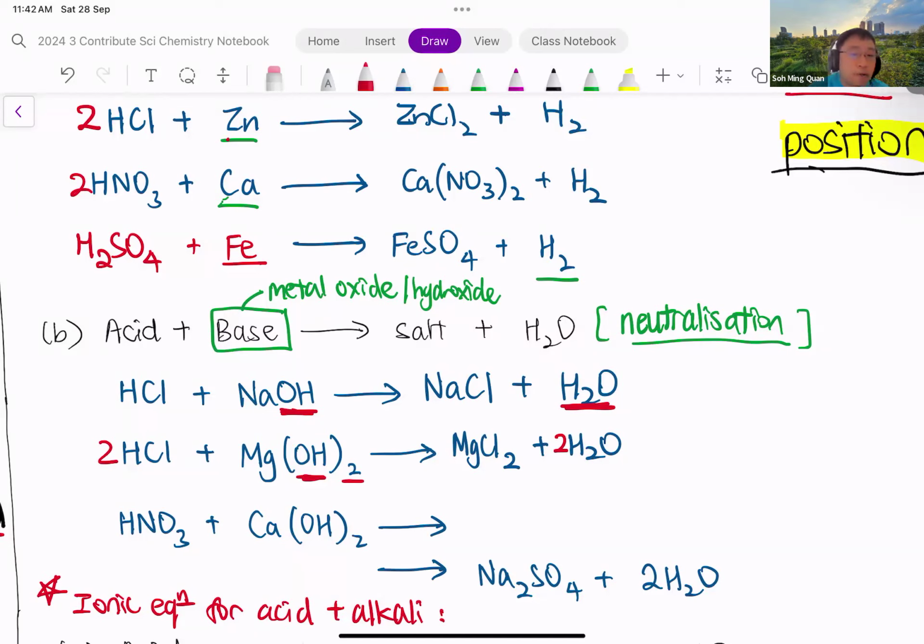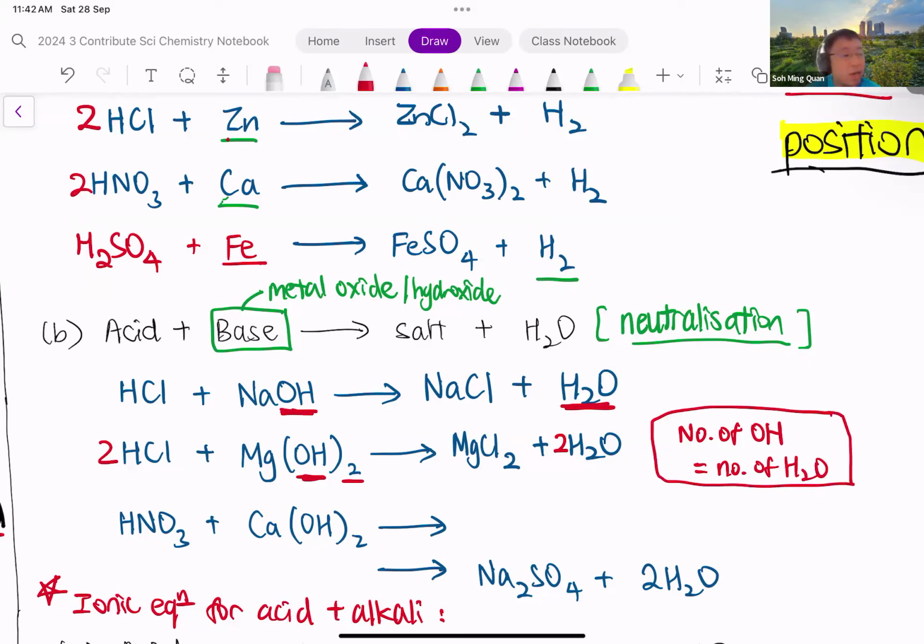So the number of OH is equal to the number of H2O. This is an important concept as well in balancing. If you see 2 hydroxides on the left, you will have 2 H2O on the right. This is a pattern that we learned. Okay, and so with that, we have concluded the first 2 equations for acid plus base. This is acid-base neutralization.